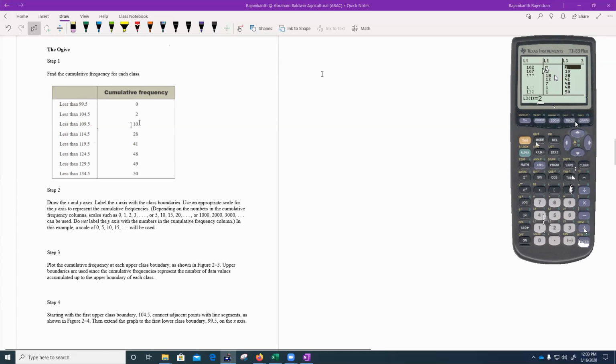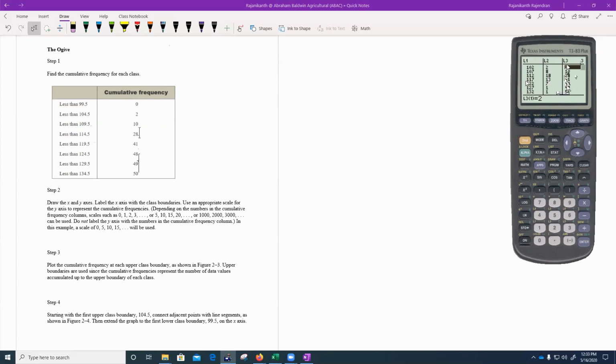So it is starting from 2. Remember, I don't have 0 here because the 0 is not there in your frequency distribution table. That's why it is not showing up as the first value, but it doesn't matter. We will draw the picture for this. So starting with 2, 10, 28, 41, 48, 49, and 50. Yes, I got all the cumulative values correctly.